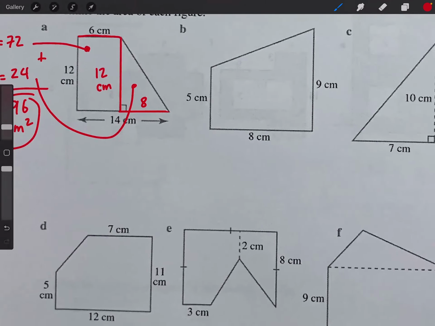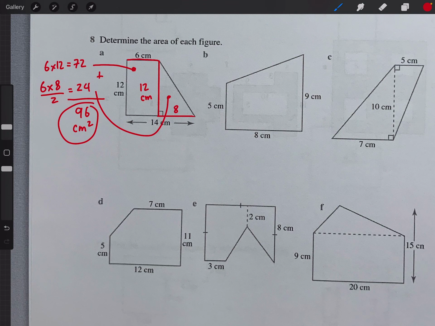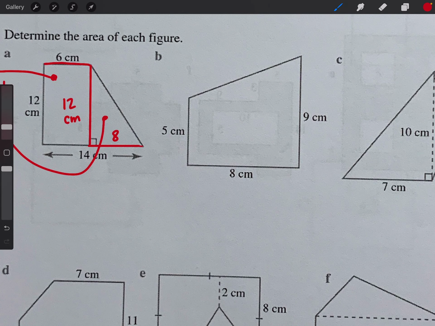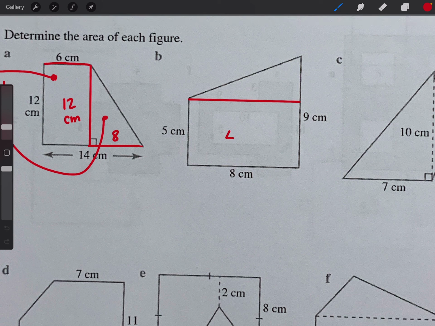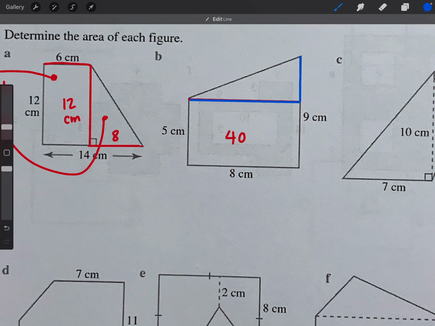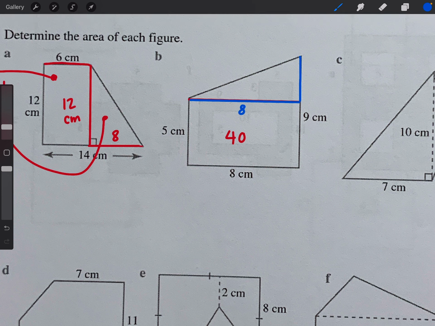So you're going to do the same thing for question B. It's also another trapezium that's just been flipped to the side. So here we have to divide it into a rectangle and a triangle. The rectangle is 5 times 8, which is 40. Easy. Now for the triangle, you need to find the two lengths that are perpendicular. Well, we know this one and this one are perpendicular, and we know that this one is 8 centimeters long.